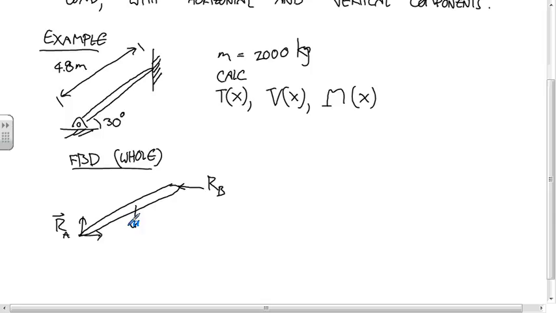Question, Mito? Oh, I thought that was like a fixed joint. Oh, okay. That's just leaning against the wall up there. Okay, so what's the weight? 2,000 times 9.81, so 19,620.